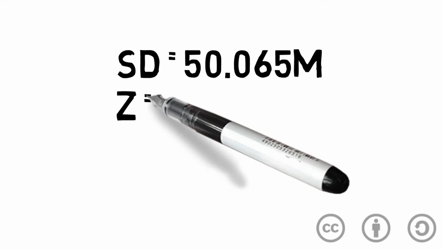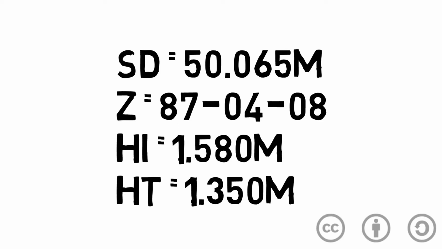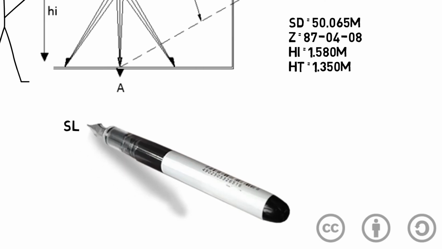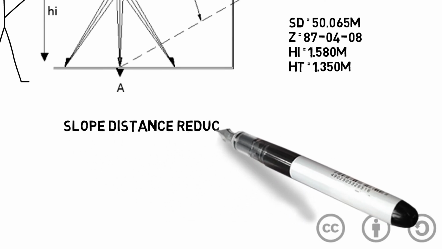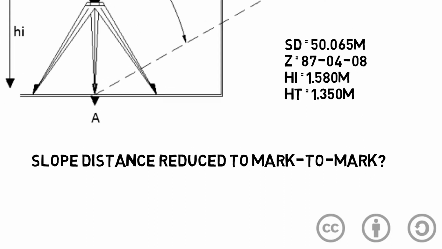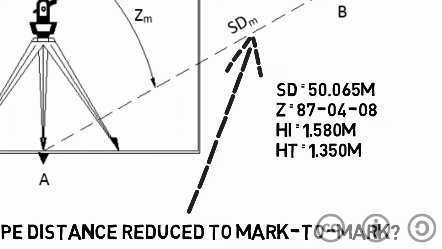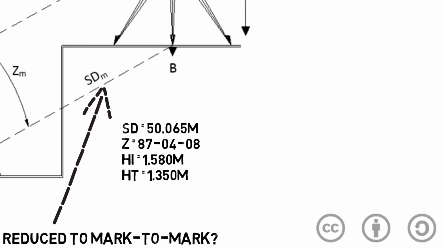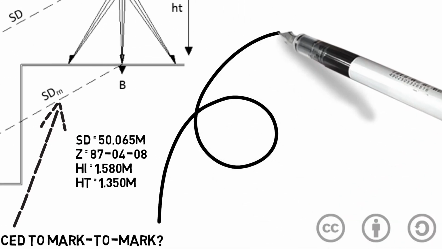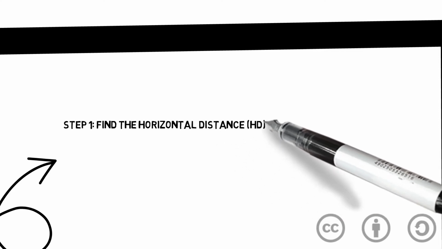First, let's look at our observed quantities or values. We have a slope distance SD, a zenith angle Z, an instrument height HI, and a target height HT. We will use these values to first calculate the slope distance reduced to mark, or SDM in our scenario. This is a four-step process. Step 1, we need to find the horizontal distance between point A and point B.